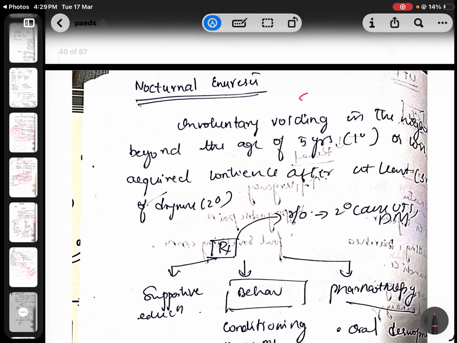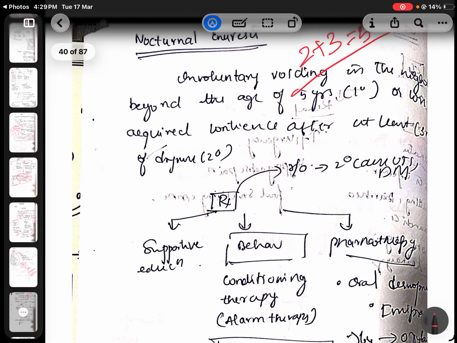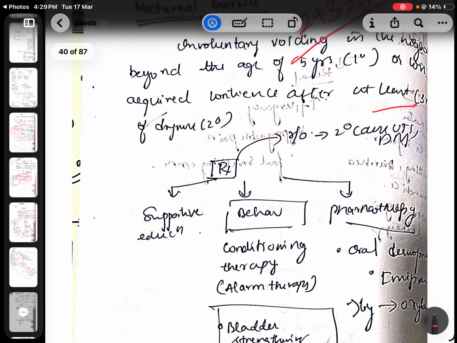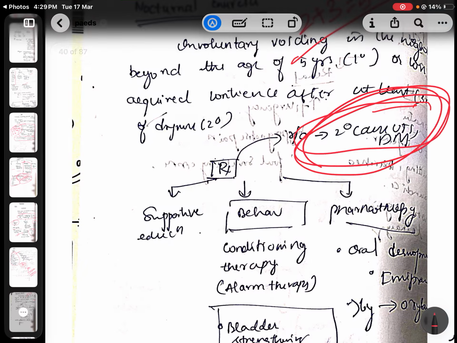Now again, nocturnal enuresis. There's something called the 2 + 3 = 5 rule. That is, even after 5 years there is no bladder control, and for secondary, at least 3 months of dryness. Again, this is something which is core. You have to always rule out secondary.